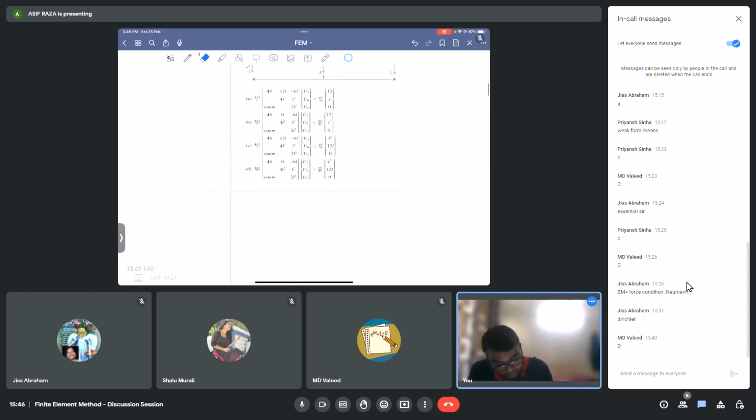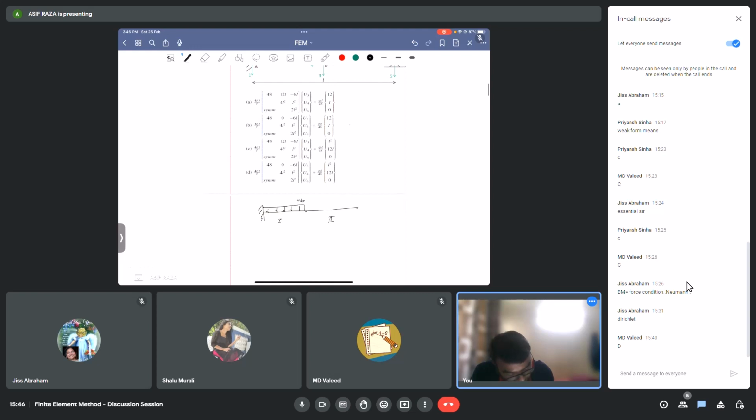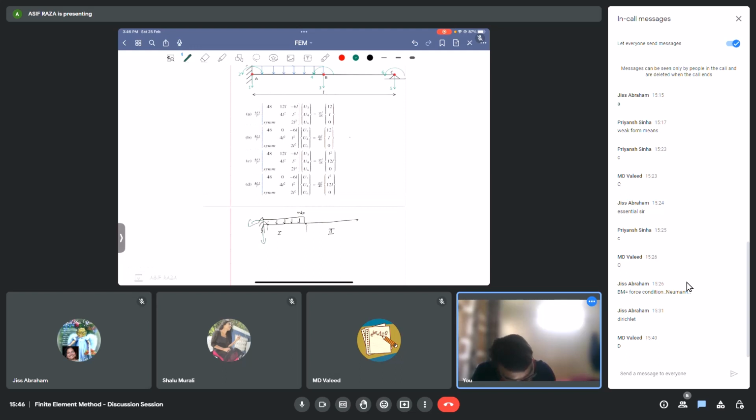So we are given the problem with two elements. The first element is loaded with a UDL q naught. We have degrees of freedom 1, 2, 3, 4, 5, 6.